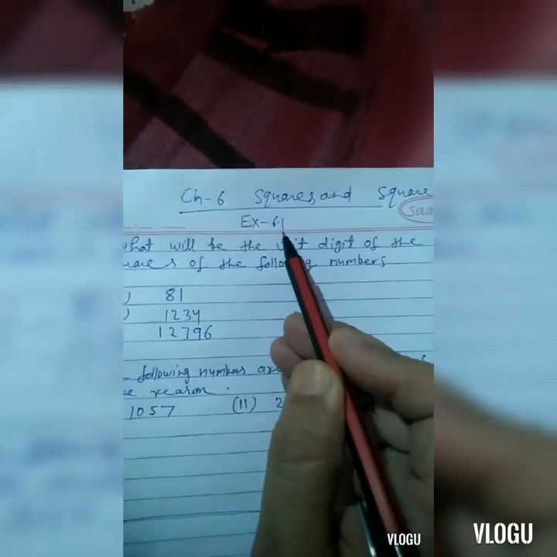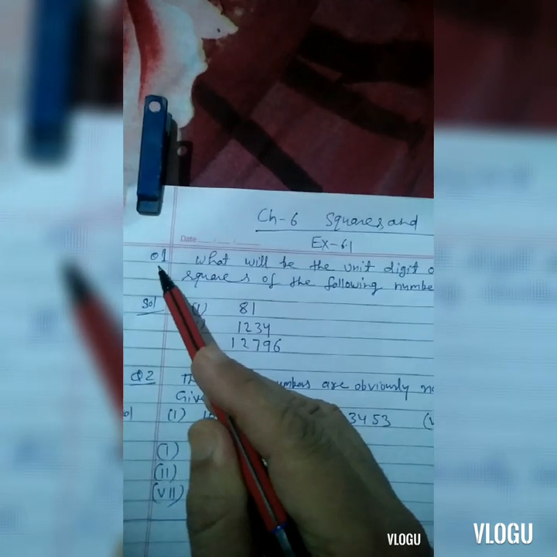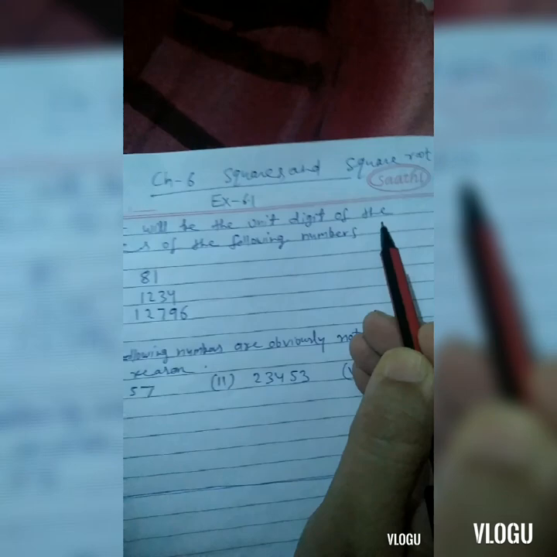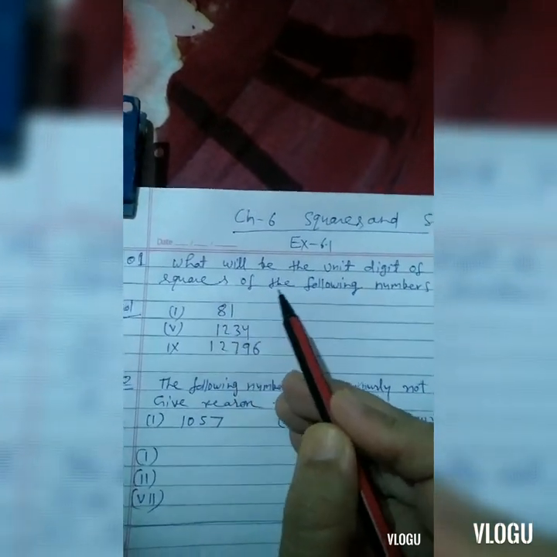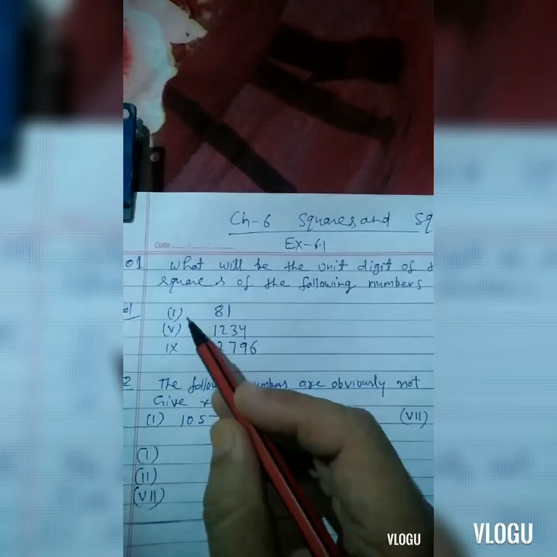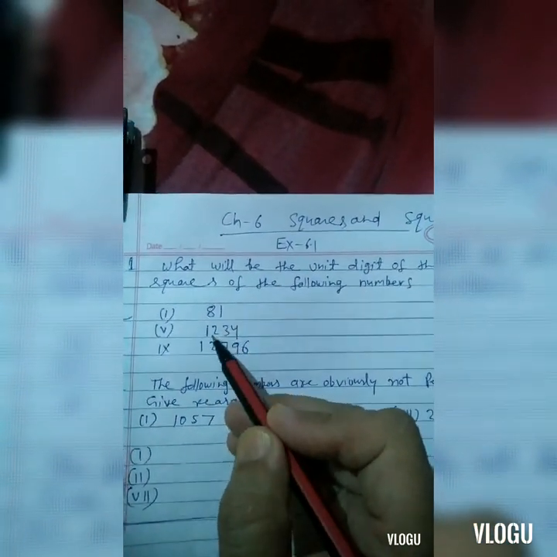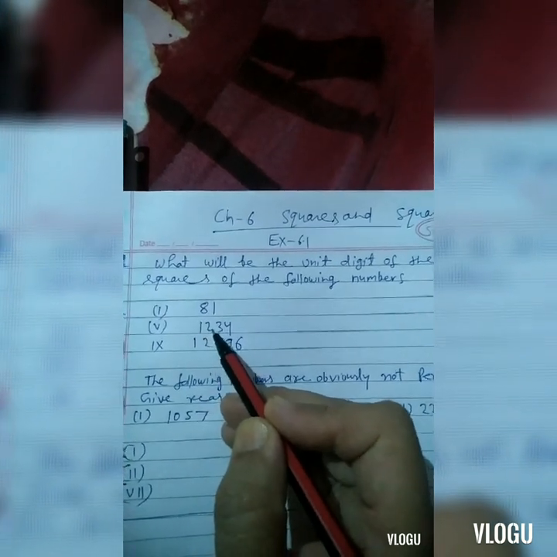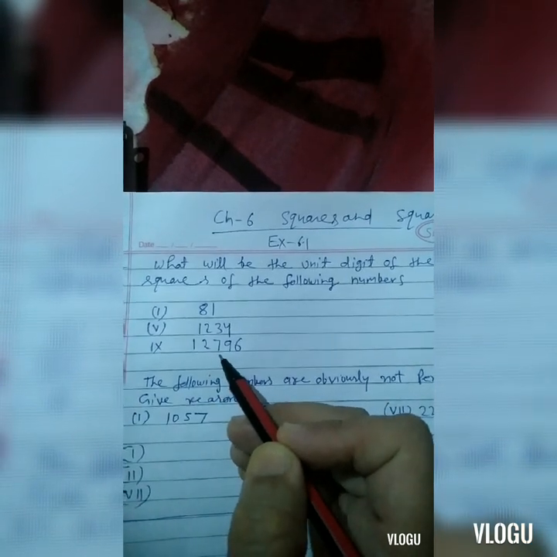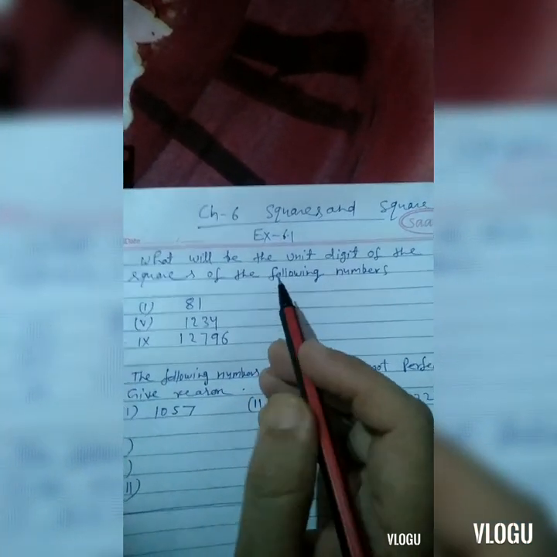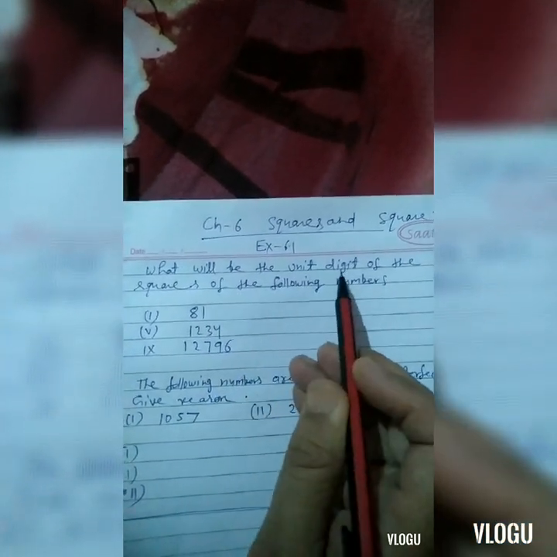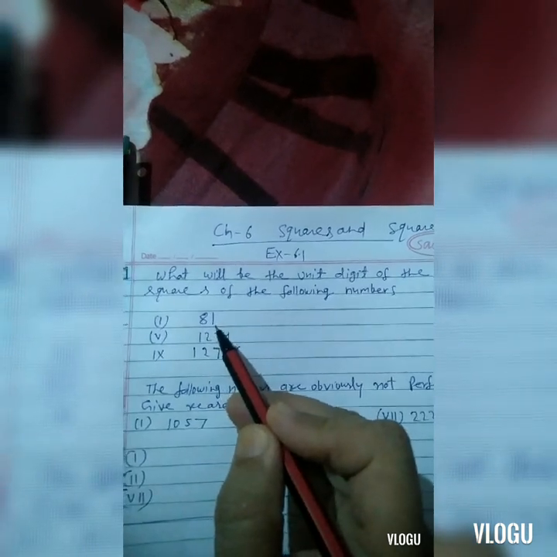Exercise 6.1. Question number 1. What will be the unit digit of the square of the following numbers? First is 81, fifth is 1234, ninth is 12,796. Means you have to find the unit digit of the square of the following numbers.